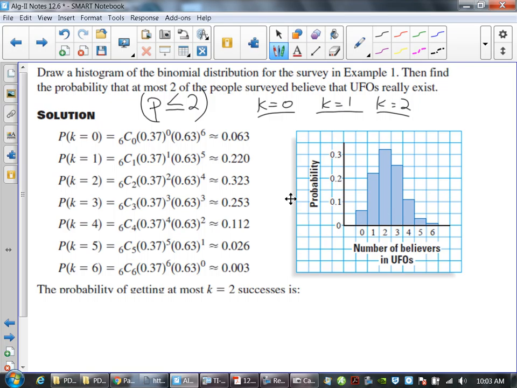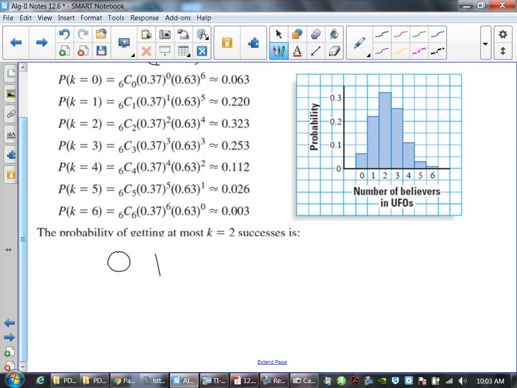Or, since I'm combining up to 3 values, I can use the CDF. So for the probability of getting at most 2 successes out of our selection of 6, that means I have 0, 1, 2, 3, 4, 5, there's our 6. The most 2 would have been these values. So if I put that into my calculator, I want to make sure I give you the way.